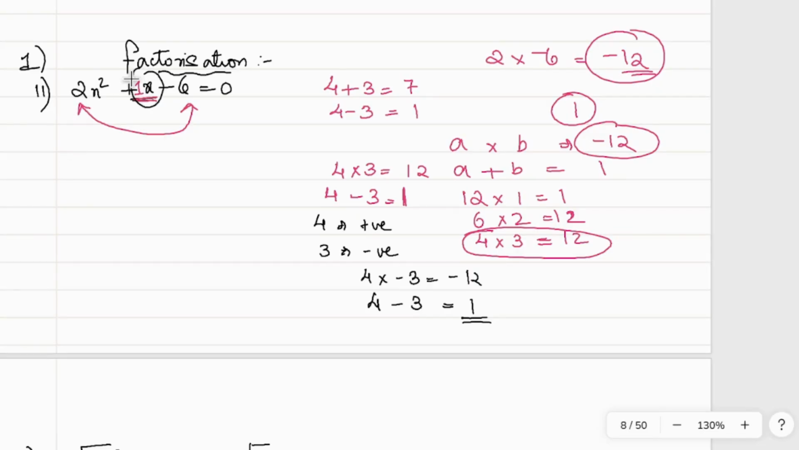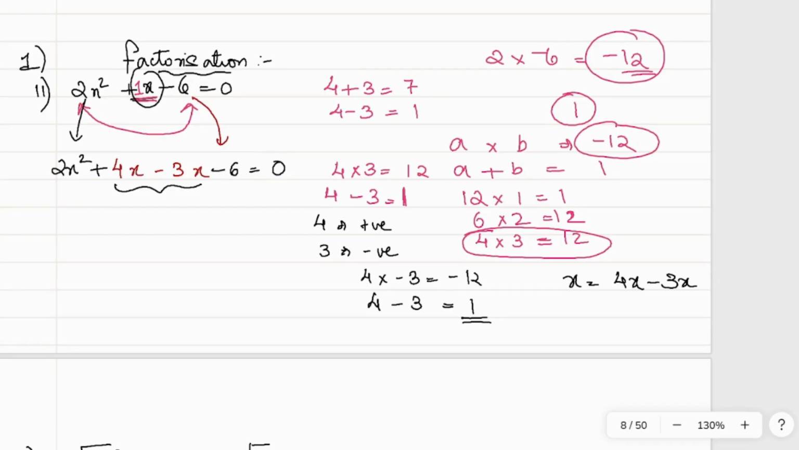That means I need to split the middle term using these numbers. The middle term x can be written as 4x minus 3x, right? So I will write it this way, 4x minus 3x. Then repeat the same terms here and here, no need to change anything. Only the middle term needs to be split. Now just write the 6 over there, which is equal to 0.